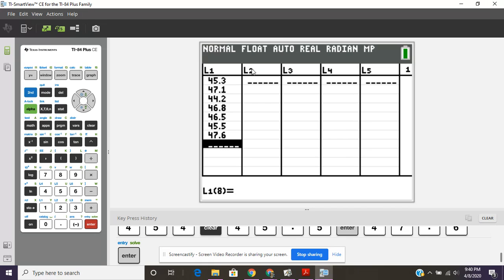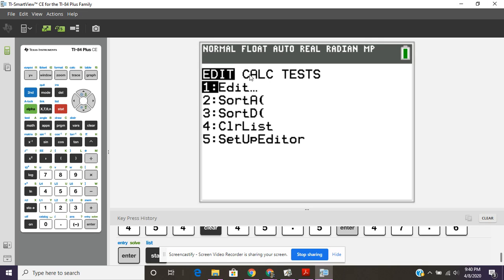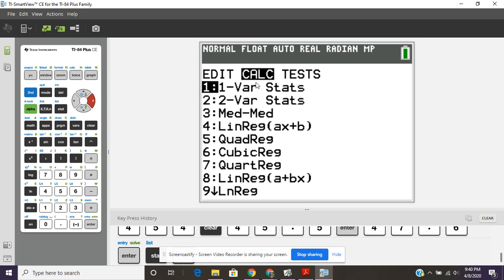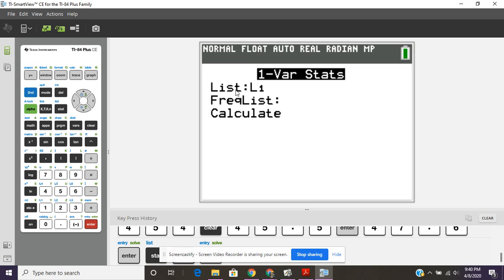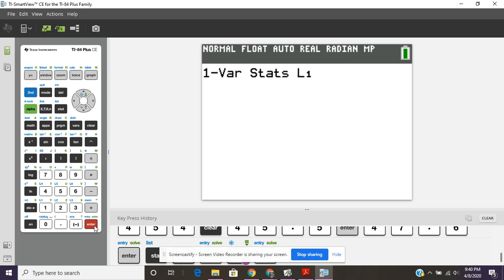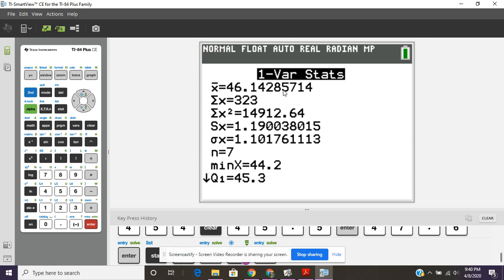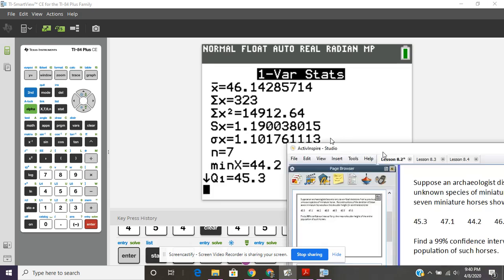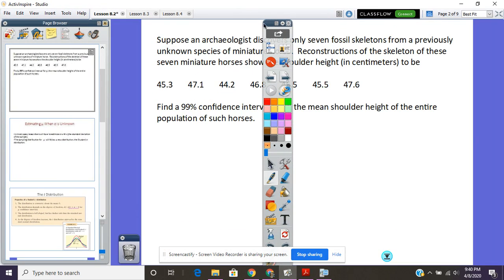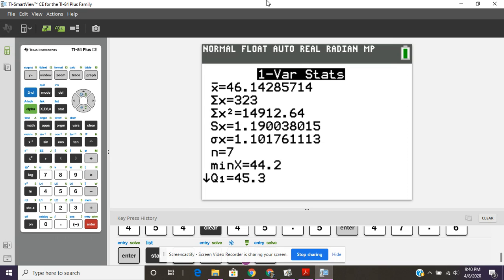All right, to find the standard deviation and mean of our sample, we are going to go to stat, over here to calculate, and we're going to calculate this one variable stat. So you'll push enter, make sure your list is L1, frequency is cleared, and we're going to go to calculate. Right here is our sample mean, this 46.143. And this Sx, this is our sample standard deviation, 1.19. And so those are the values that we're going to actually put onto our problem here.